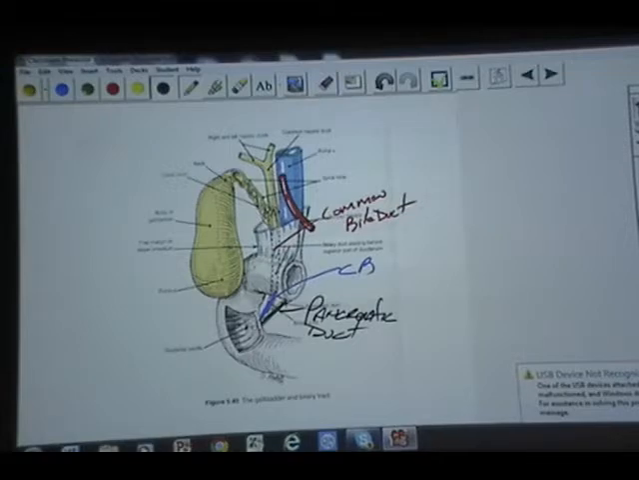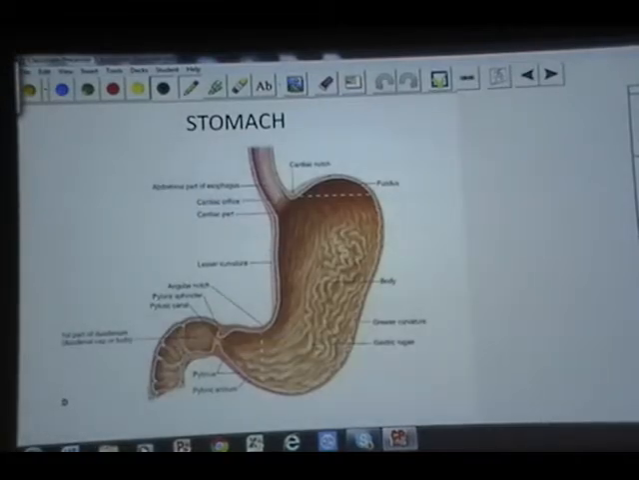Okay, so then we come over here to the stomach. We'll do the stomach and then we'll take a break. Okay, so the stomach is said to be a large J-shaped bag. Here we've cut through it. There are a variety of different regions. The diaphragm is up here. This structure passing through the diaphragm to the stomach is the esophageal tube. So this is the gastroesophageal junction here.